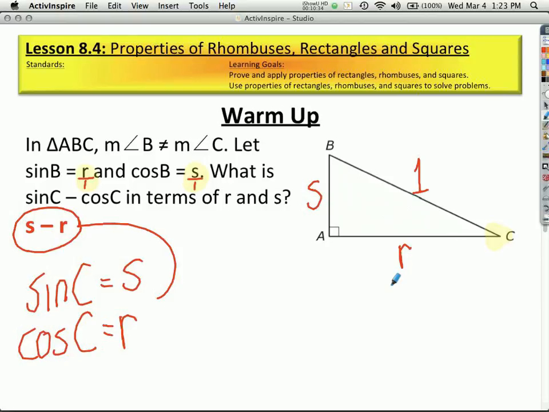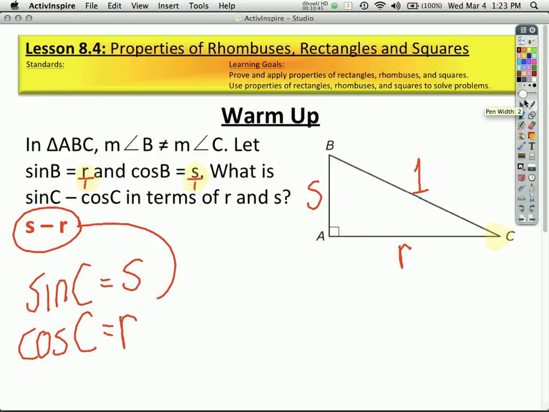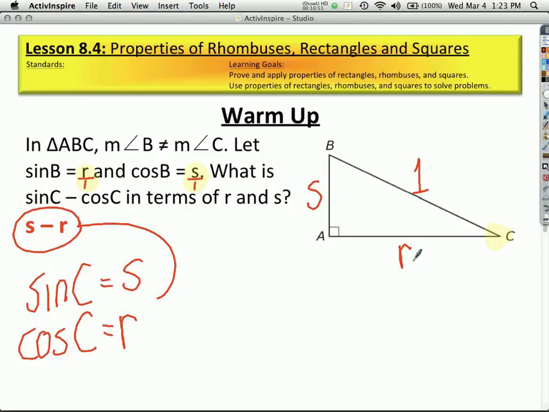AC over BC, and then I did the same with cos of B, and sin of B is... That's right. Yeah, and you're not the only one. So I saw a few papers that had that. So the sine of B would be AC. Sine of B would be AC over BC.